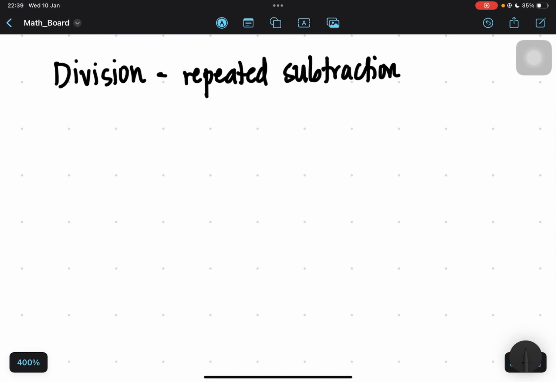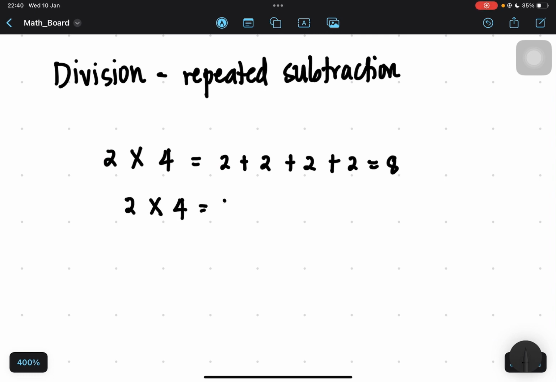Let us just recall how multiplication works. We have 2 multiplied by 4 as an addition method. We interpret this as 2 added to 2 added to 2 added to 2, which means we added 2 four times to get the value of 8. So in conclusion, 2 multiplied by 4 is equal to 8.